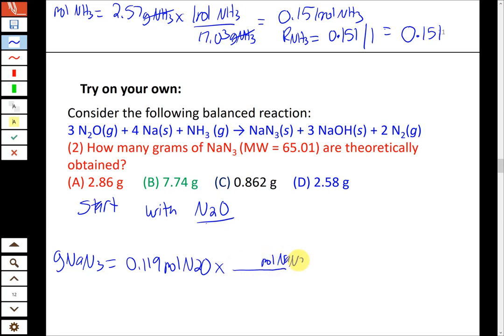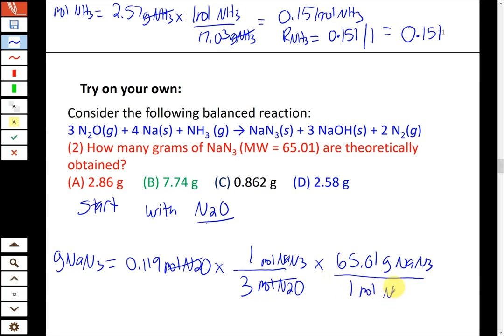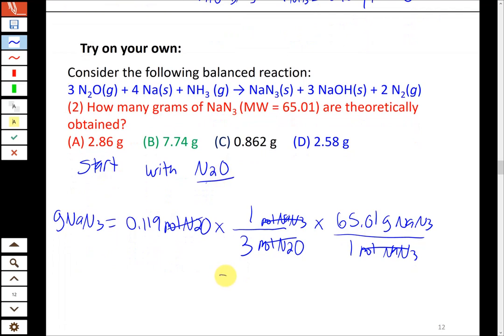So moles of sodium azide in the numerator, moles of N2O in the denominator, and we look at the coefficients. So it's going to be 1 for NaN3, 3 for N2O. Okay? So that's going to be the ratio of those two, which gets us into moles of product. And then to get back into mass, we use the given molar mass. So we're going to multiply by molar mass this time, grams per mole. That comes out to 2.58 grams.